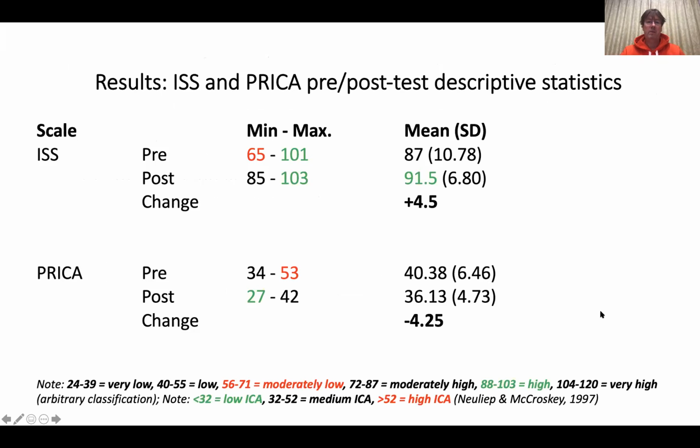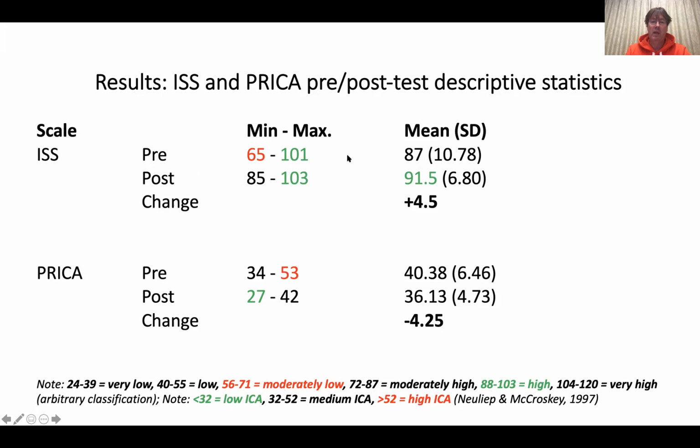All right, so looking at the results, we can see here, first for the ISS and next for the PRICA, in the pre and the post results and the change. Down at the bottom, we have an arbitrary classification that I came up with. There's 6 bands that are listed here for the ISS. And then Neuliep and McCroskey also have a classification system for measuring ICA down here according to 3 bands.